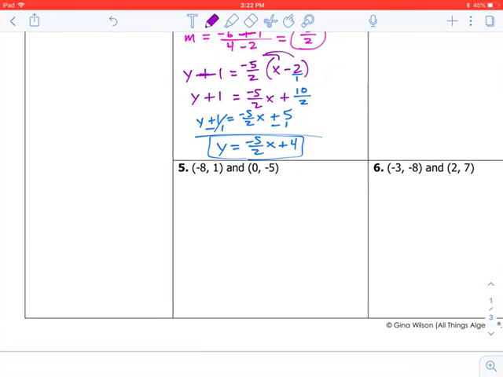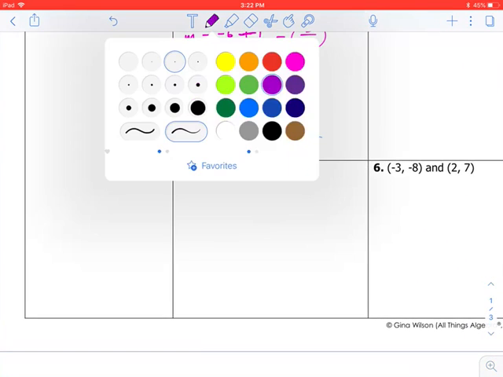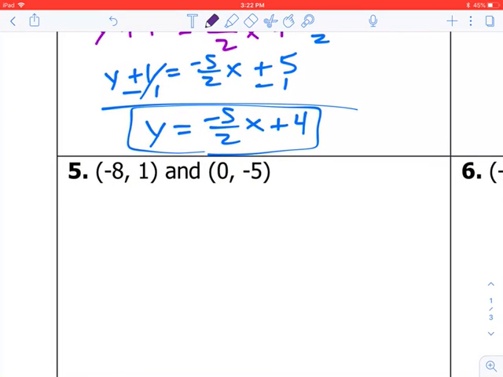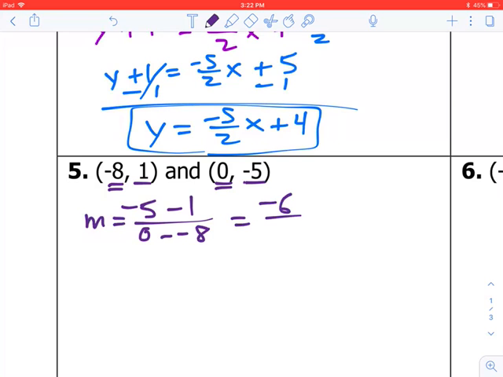Let's do one more here and then go to the back side. So slope first, y minus y over x minus x. Negative 5 minus 1 over 0 minus negative 8. So in this case, I have negative 6 on top. 0 plus 8 is 8. So that's negative. Both of those can divide by 2. I get negative 3 over 4 for my slope.